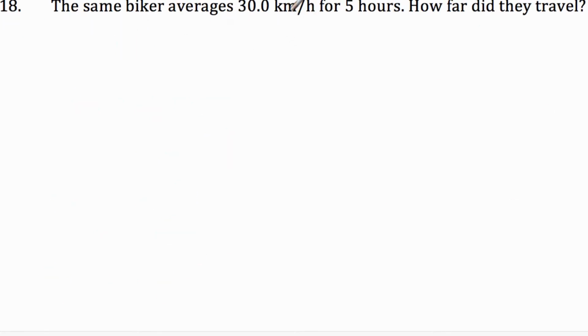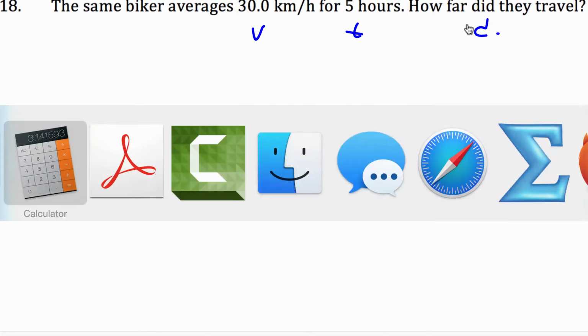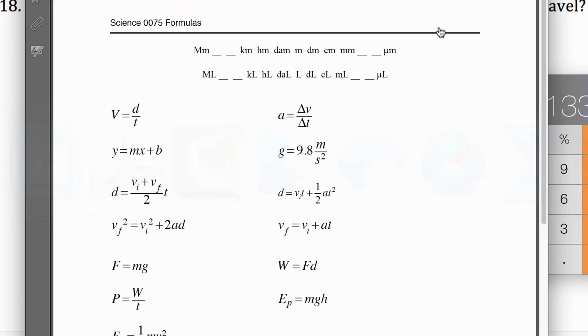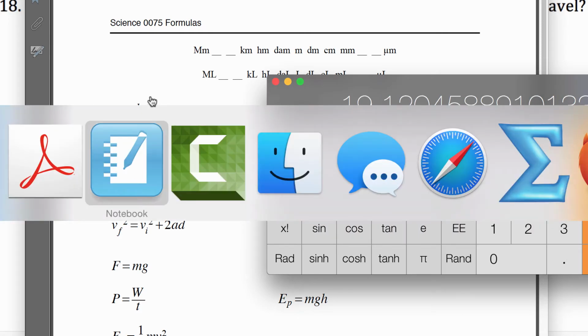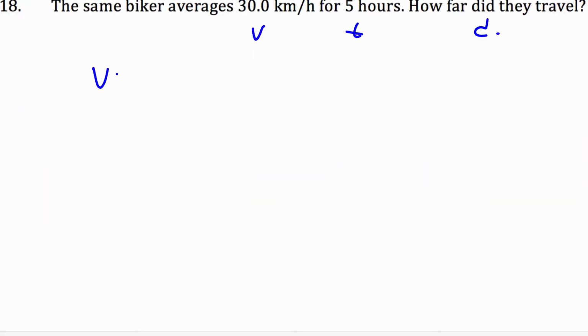Same biker averages a velocity, so this would be a velocity average. This would be a time. Question is, how far did they travel? Okay, so again, I have to look for a formula with a velocity, a time, and a distance. Velocity, right there. V equals d over t. And I want to solve for d.